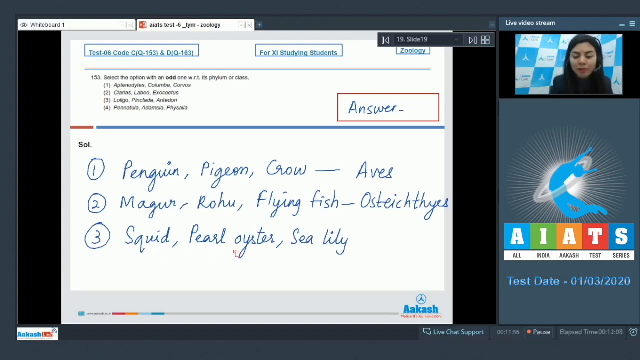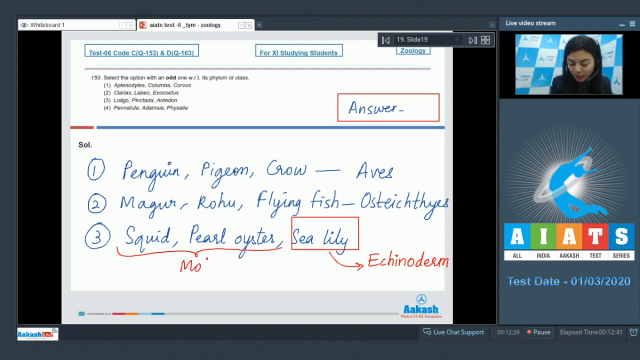Now in this, squid and pearl oyster belong to phylum Mollusca, but sea lily is the odd one here because sea lily is an echinoderm, while squid and pearl oyster are mollusks. Thus, option 3 is the correct answer.